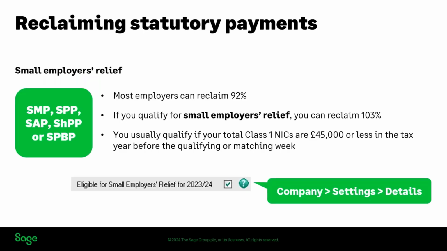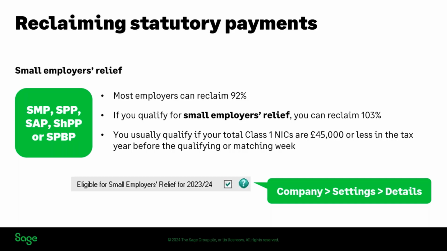Now, before I hand over to Alice, I just want to quickly explain about reclaiming statutory payments. So any statutory parental payment can be reclaimed from the government, and most employers will be able to reclaim 92% of the statutory pay paid out. If you qualify for small employers relief, though, you can claim 103% of the statutory parental payment. So it's 100% of the payment and 3% known as NI compensation.